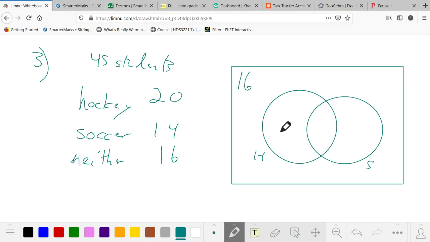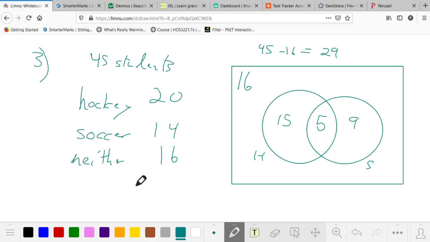And we want to find out how many are in each. Well, if there's 16 there, and there's 45 in all, 45 minus 16 would give us 29. So these three sections have to add up to 29. But 20 plus 14 adds up to 34. That's 5 too many. So that means 5 people have been counted twice. That's how we know there's a 5 in this spot. So that leaves us with 15 here, and 14 minus 5 is 9 here.